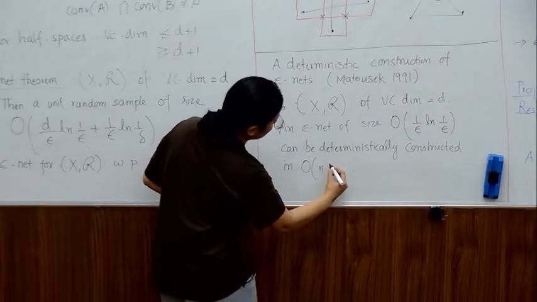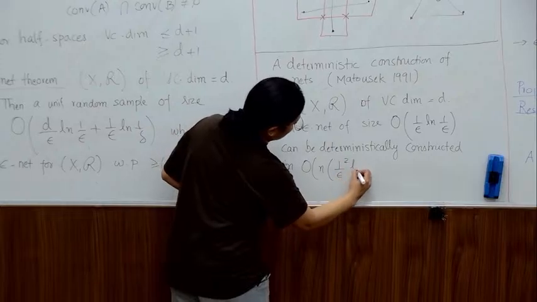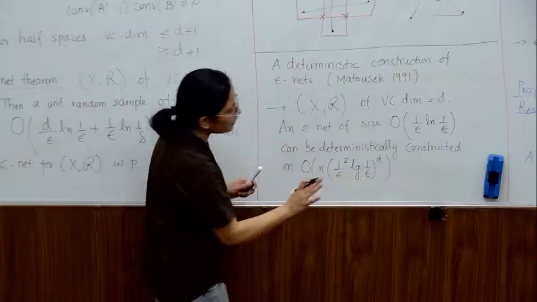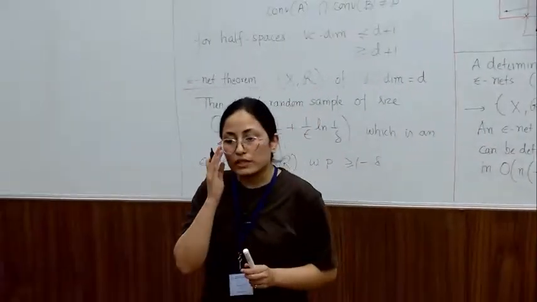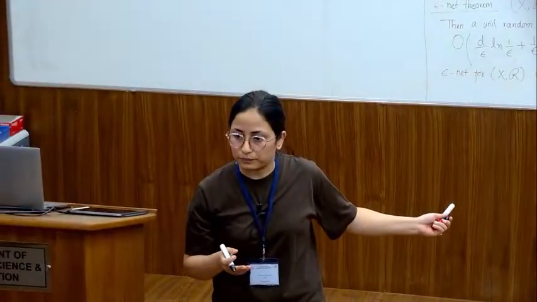In near linear time. So what is it? R square log. So there is a construction that is known, which can get you an epsilon net in near linear time.